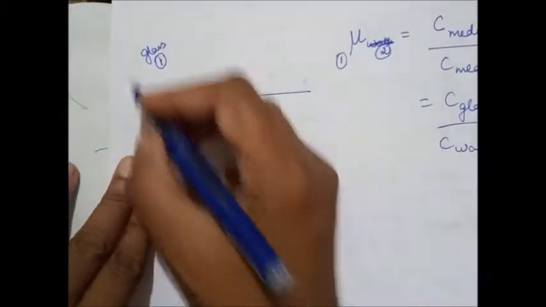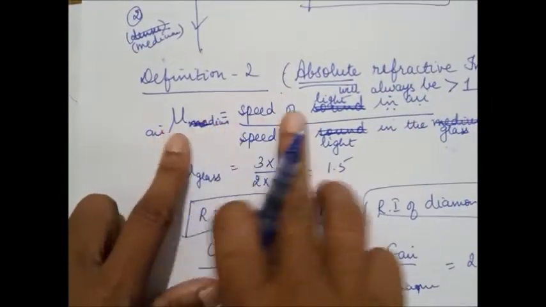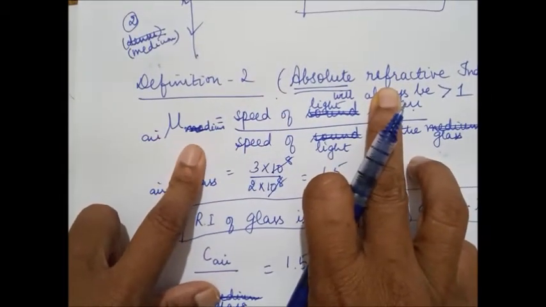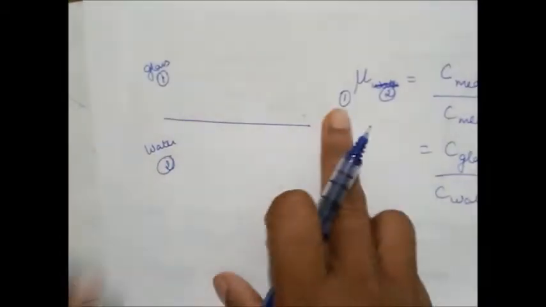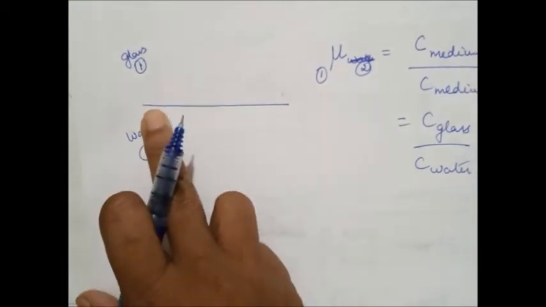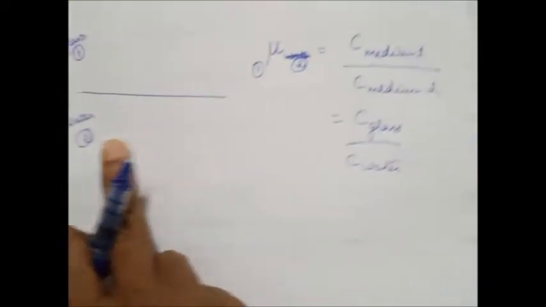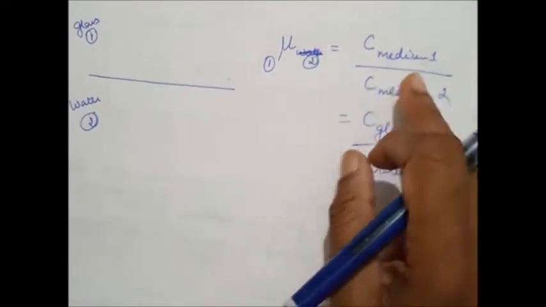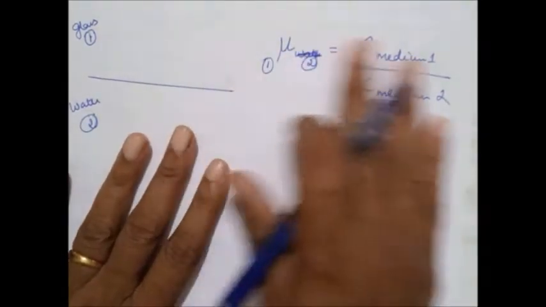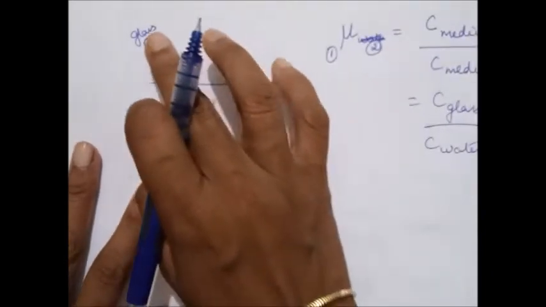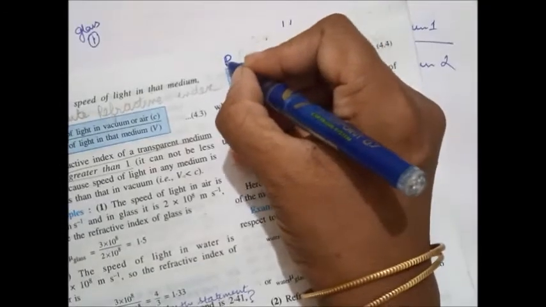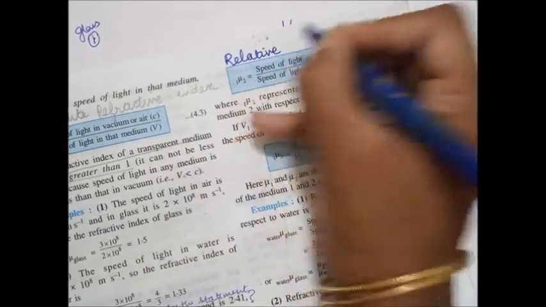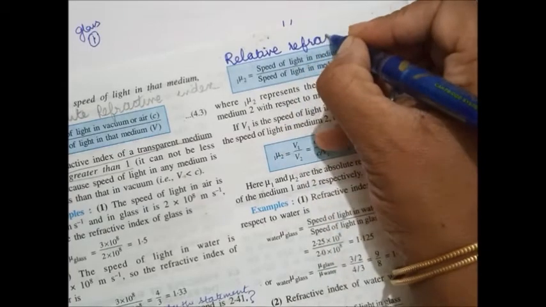So what I'm trying to say is, it's not necessary that always air should be there. If air is there, then it's given a specific name called absolute refractive index. Is it clear? And that only will always be greater than 1. Whereas this refractive index can be less than 1 also. That depends on the speeds of both the mediums. This is just a general thing when light travels from medium 1 to medium 2, and this is given a name called relative refractive index.